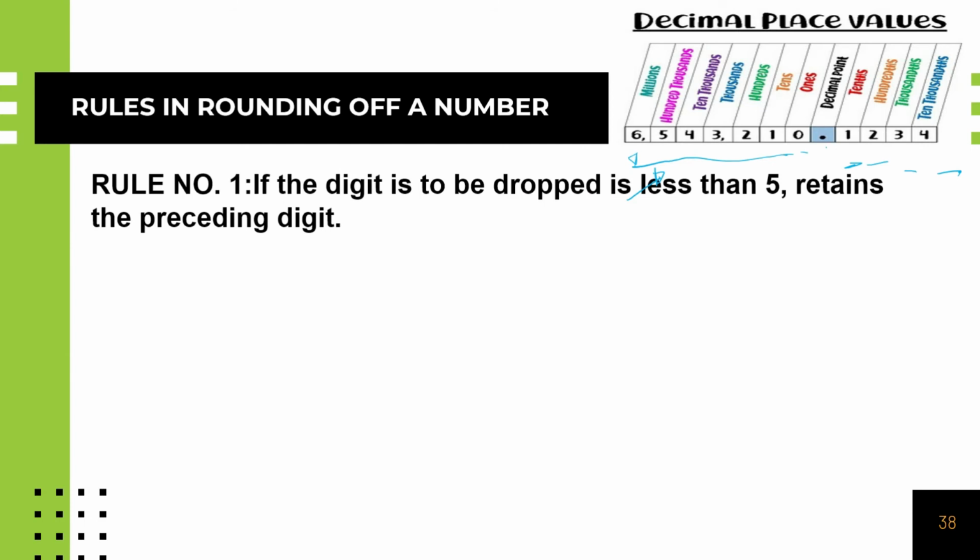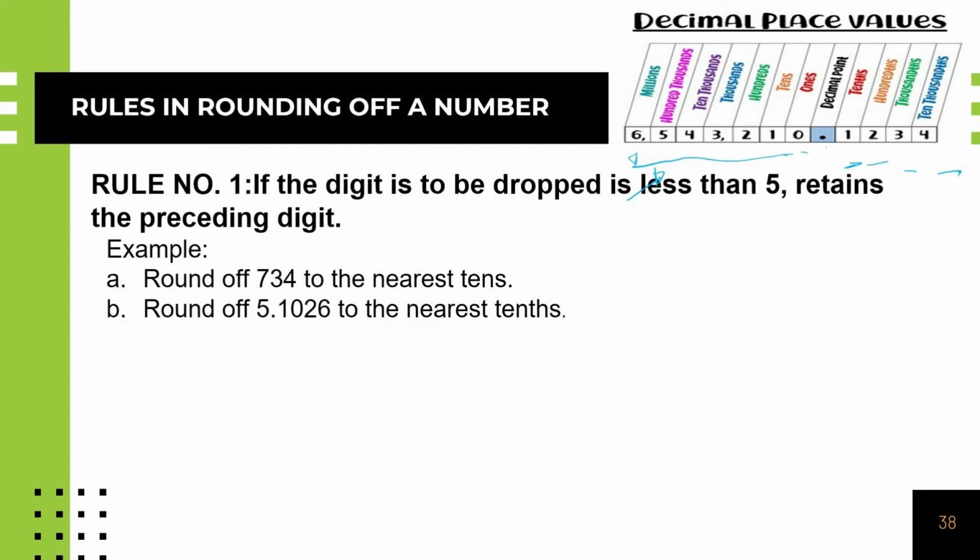Rule number 1: if the digit to be dropped is less than 5, retain the preceding digit. For example, round off 734 to the nearest 10. So, where is the nearest 10? Tens. Okay? It is the nearest tens. So, meaning, we need to get two digits. So, the answer would be 730 or 7.3 times 10 raised to 2.